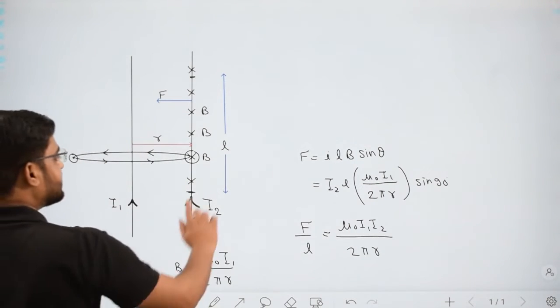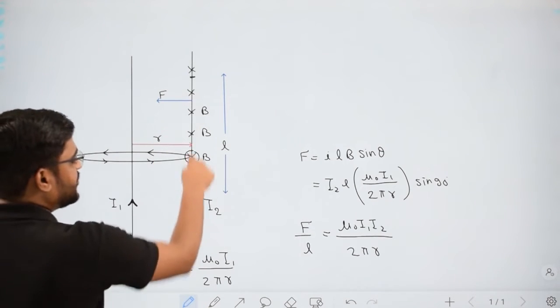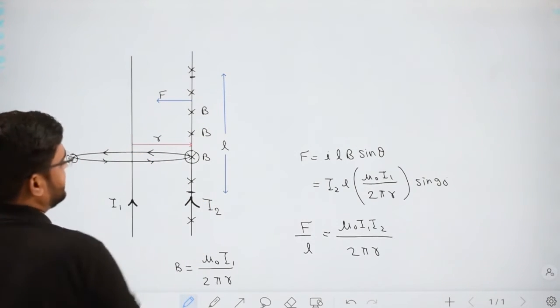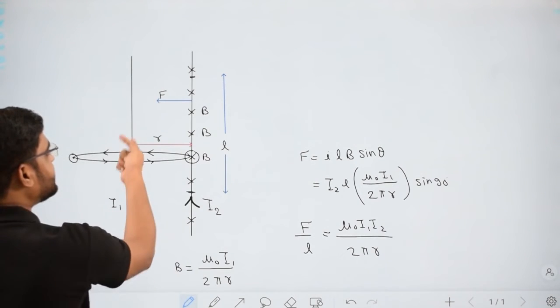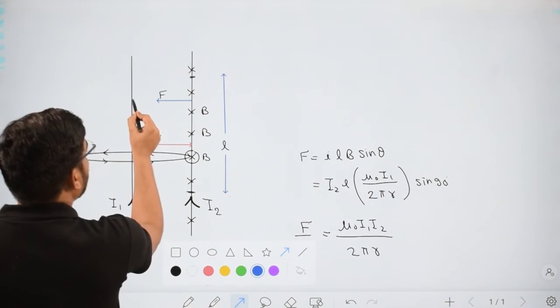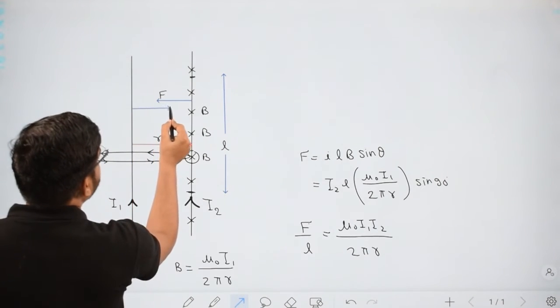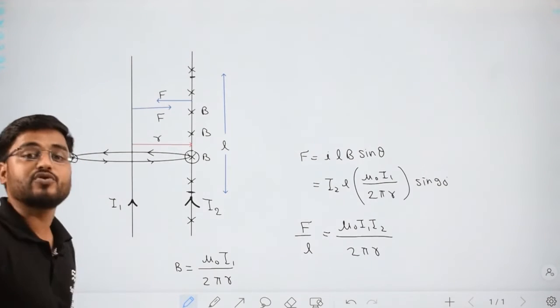See, the magnetic field due to this I2 wire is out of the plane in this region. And since it is out of the plane, here it was into the plane. So direction of force is going to be exactly opposite, the other way around. So on this wire, there will be a force capital F like this. And these two forces are equal and opposite.